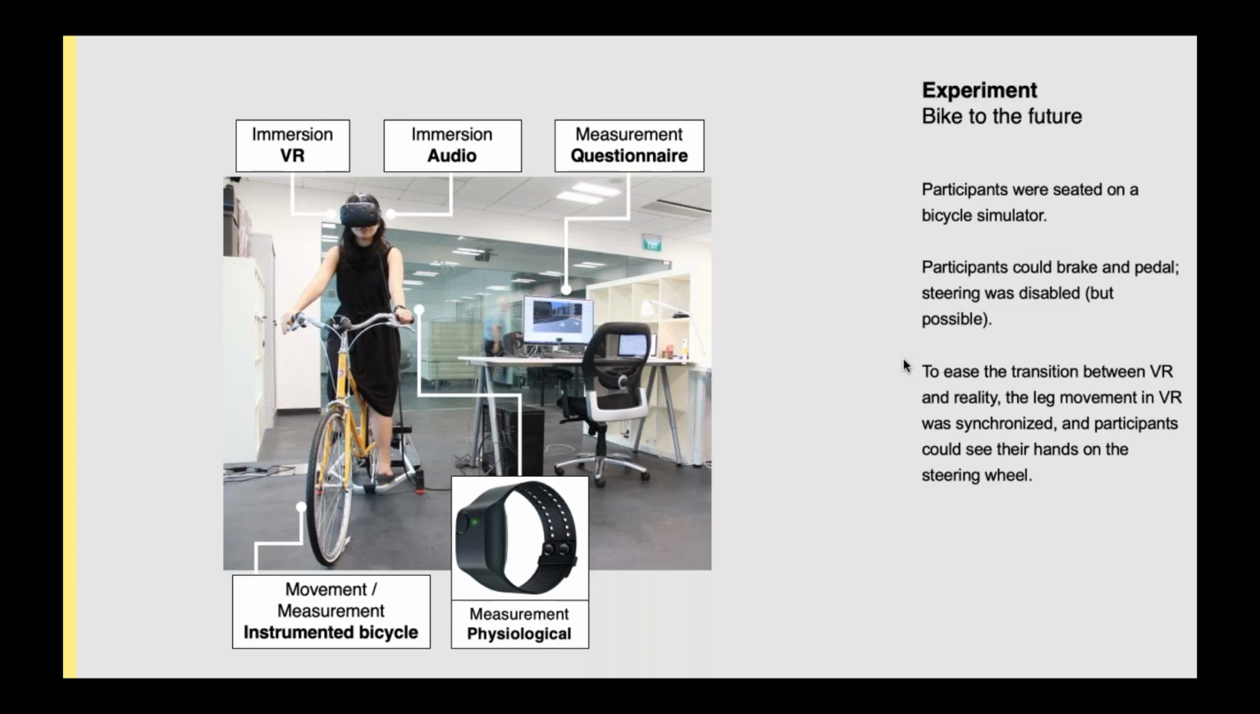As you can see, there are three data sources available in this research. The first one is the questionnaire that was running in parallel all the time to the experiment. The movement measurement was collected by the bicycle simulator, and the physiological sensor was collected from the participants during the whole experiment to measure their stress level.